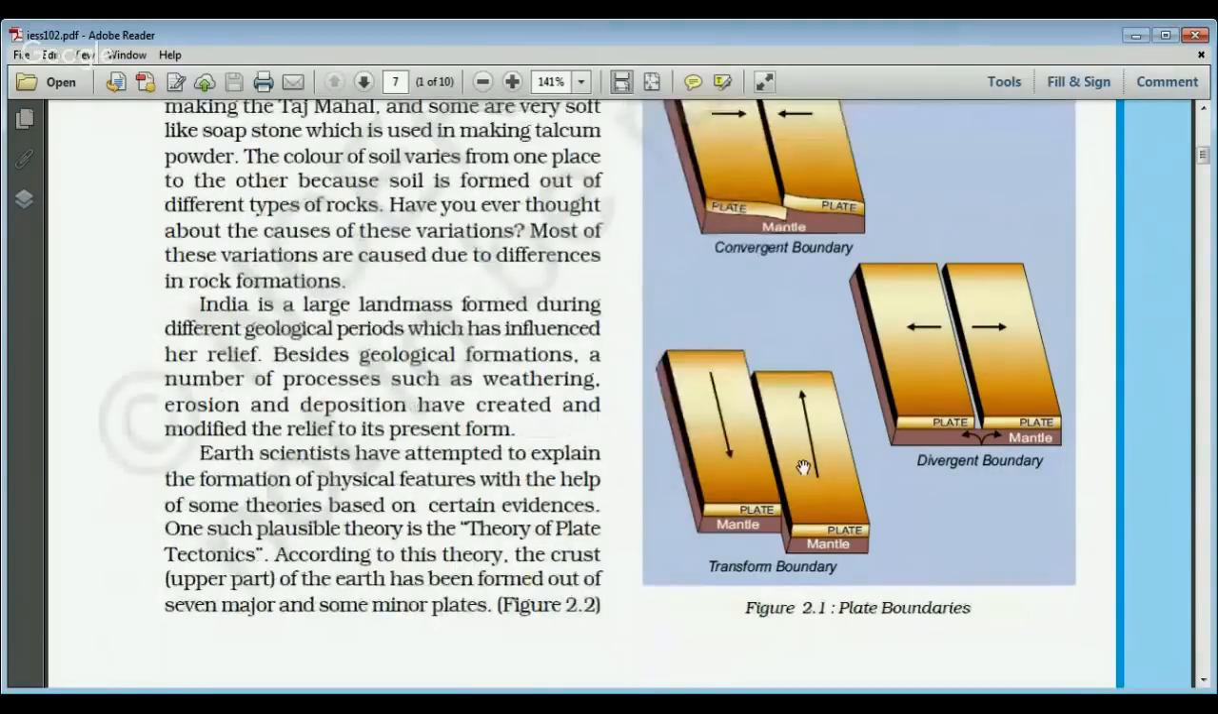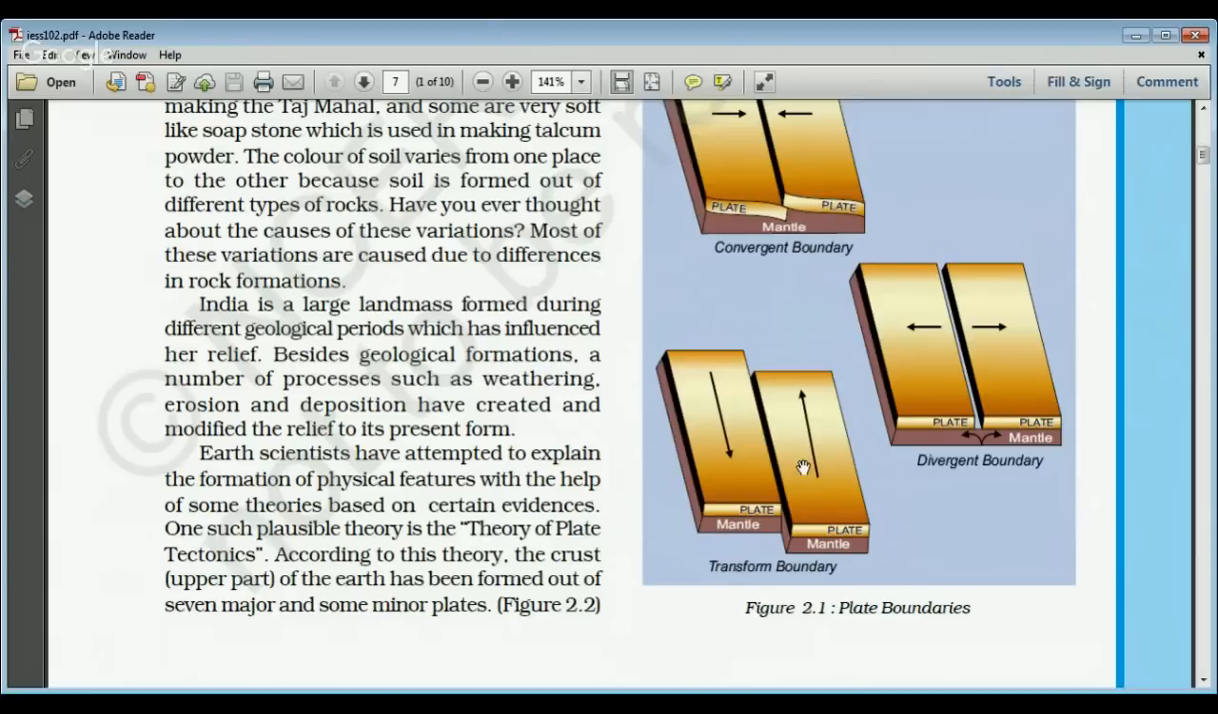Now India is a very large landmass, and it was formed during different geological periods. These different geological periods have influenced India's relief, through a number of processes such as weathering, erosion and deposition. These are the three important processes for the creation and modification of the relief of India, or any continent or any country.